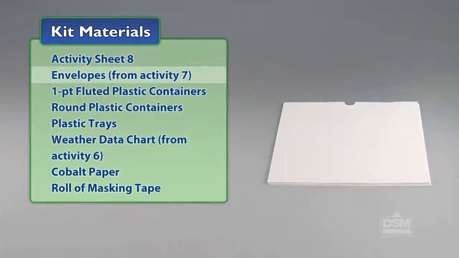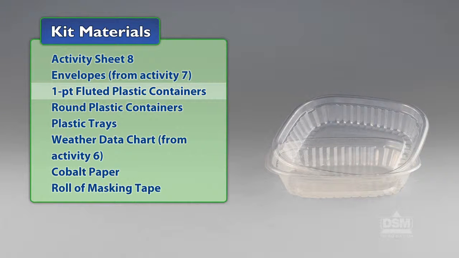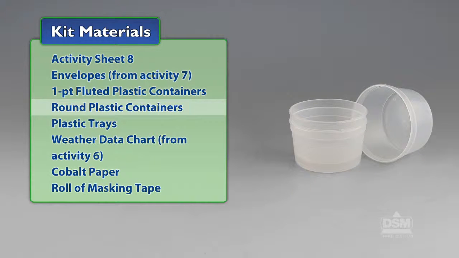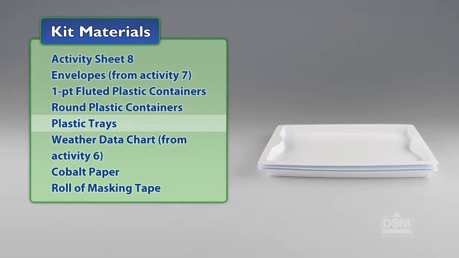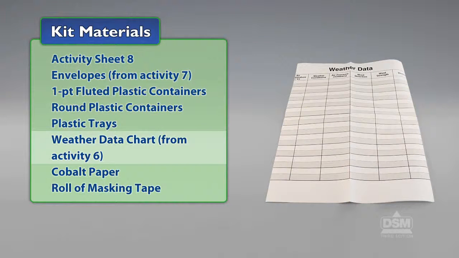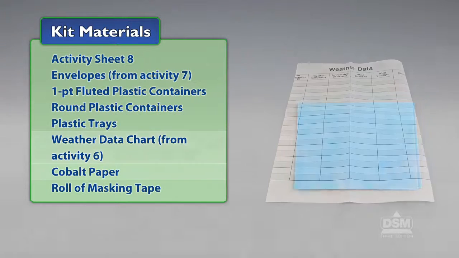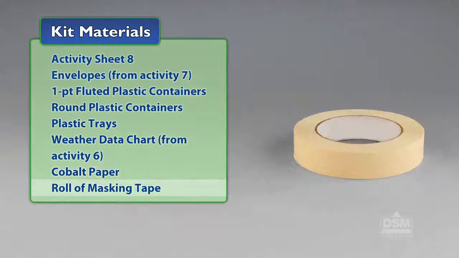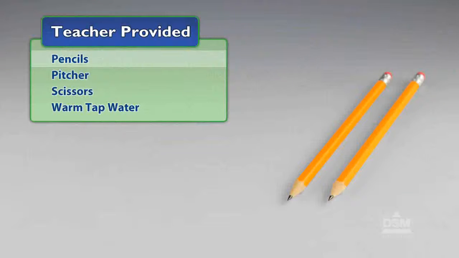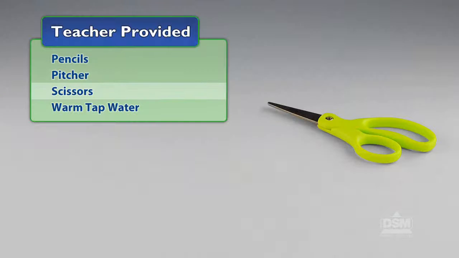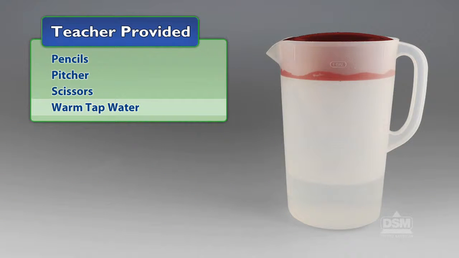You will need the following materials from the kit: Activity Sheet 8, envelopes from Activity 7, 1 pint fluted plastic containers, round plastic containers, plastic trays, weather data chart from Activity 6, cobalt paper, and a roll of masking tape. You will also need to provide pencils, a pitcher, scissors, and warm tap water.